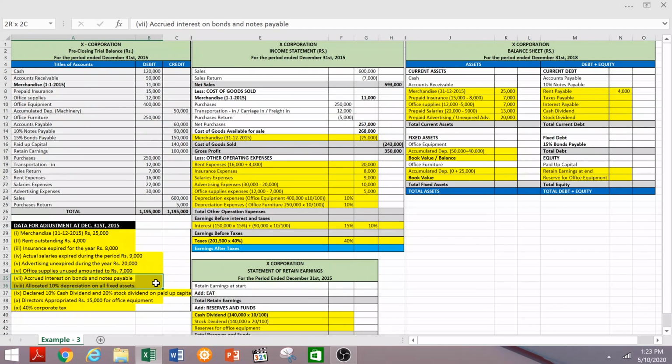Now let's see, in the pre-closing trial balance two fixed assets are shown. One is office equipment and the other is office furniture. So we just need to calculate the 10% on the historical cost of office equipment and furniture. Remember, depreciation is calculated on the historical cost or the cost price. So here the amount of office equipment is given 400,000 or 4 lakh. So we just need to calculate the 10%. Similarly, we just have to calculate the 10% on the cost of furniture.